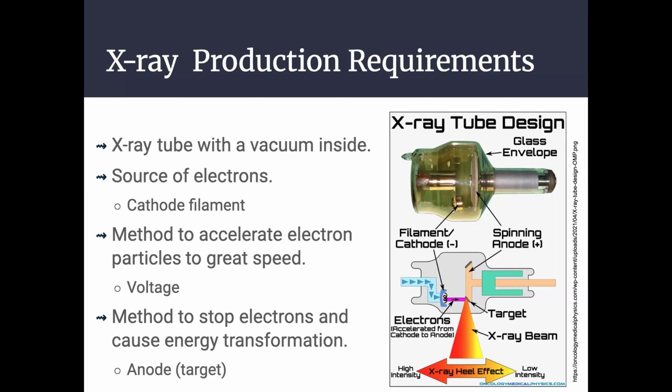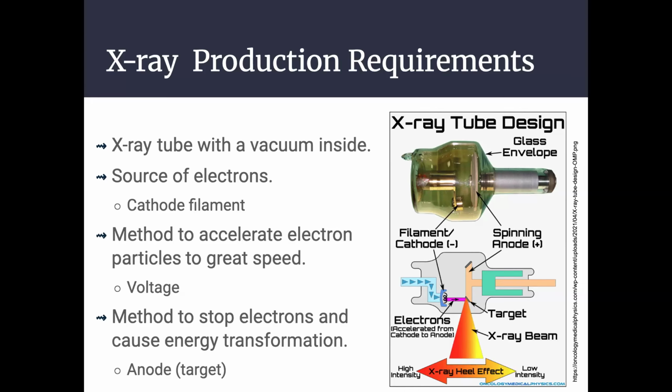Number 2, the source of electrons. Electrons are particles. Okay, so you have to have a source of electrons, and this is going to be a cathode filament. It's called the cathode. It has a filament on it, which is just a coil of wire. Okay, number 3, you have to have a method for accelerating the electron particles to a great speed. And in this case, it's going to be voltage.